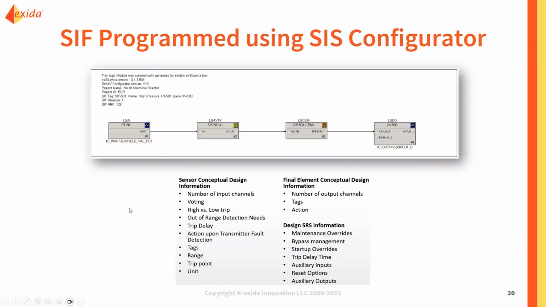For the sensors, we're looking at the number of input channels you're voting. Is it high or low trip? Does the logic solver detect out of range signals? Are there any trip delays? And you can see tags, range, trip point, all of that. For the final element, we're really looking at number of output channels, your tags, and the action needed. And some of the design SRS information is accounted for as well. So maintenance overrides, trip delay time, auxiliary inputs and outputs are all considered when generating this FHX file.